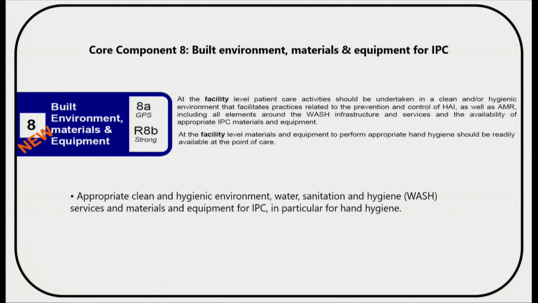I would not go into the detail of all the environment, materials and equipment, but I would like to definitely make a mention of 2-3 areas which are going to play a very vital role. Number one, that is a clean and hygienic environment. We had to have an appropriate clean and hygienic environment. If we do not have that, it is going to be very, very difficult to implement infection prevention and control practices. Water, sanitation and hygiene, this is again a very important component.